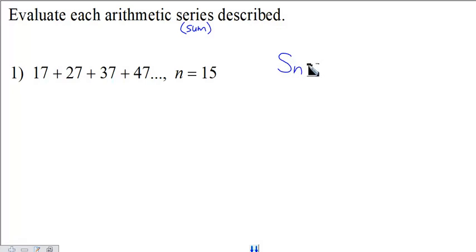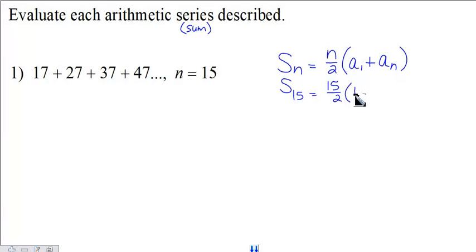It is S sub n is equal to n divided by 2 times a sub 1 plus a sub n. We can fill in several of these things with the information that was given to us. The first thing we can fill in is all of the n's. We'll put 15 in. We can also fill in the a sub 1. That's just asking for the first term, and our first term is positive 17. So we've got S sub 15 is equal to 15 divided by 2 times 17 plus a sub 15.